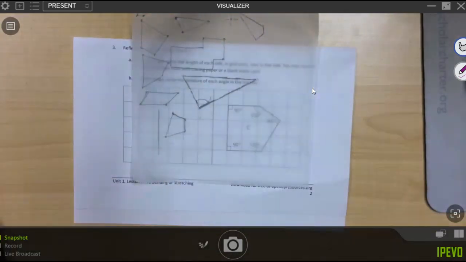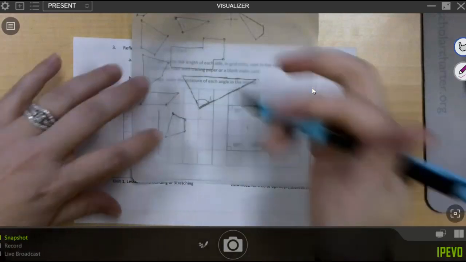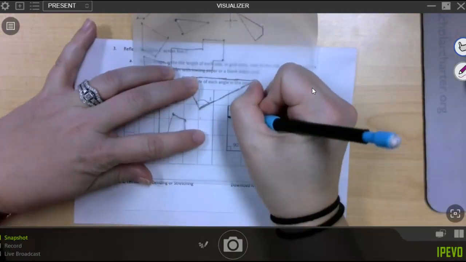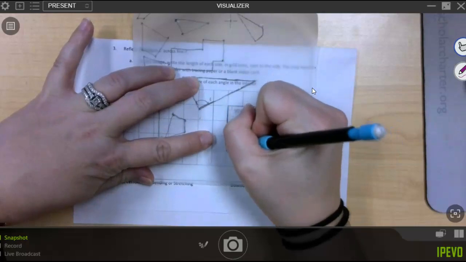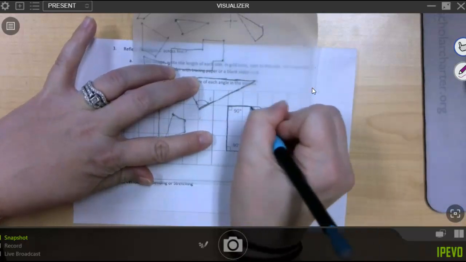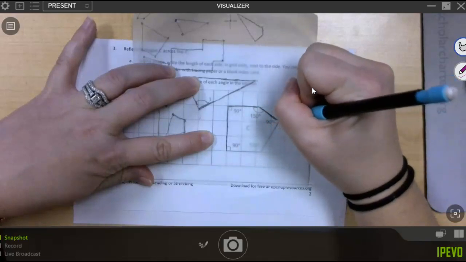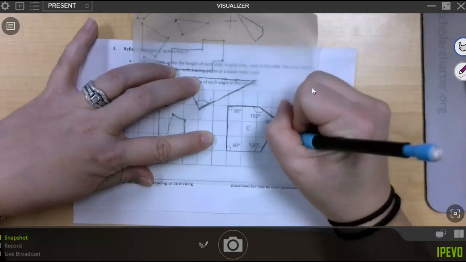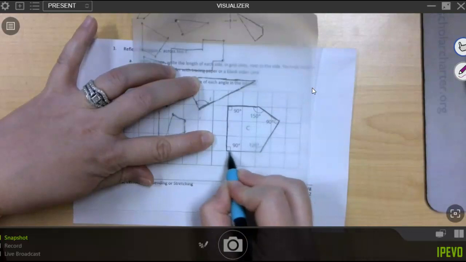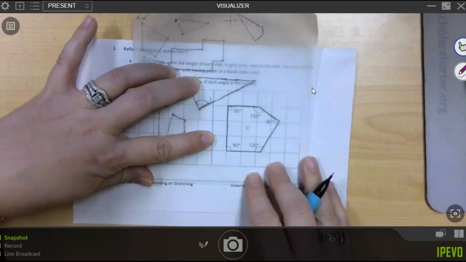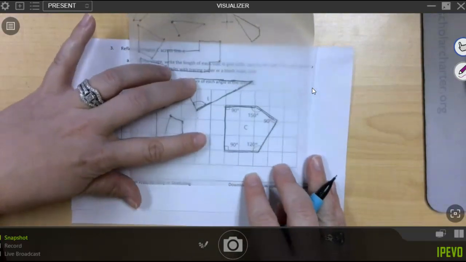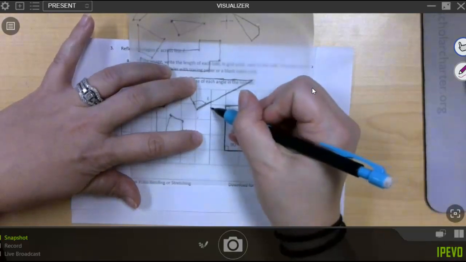Going to get that all traced in there. When I do a reflection with tracing paper, in addition to tracing the object that I'm going to reflect, I also need to trace the line of reflection. Okay, so there's that pentagon traced on my tracing paper. I also need to trace this line of reflection.